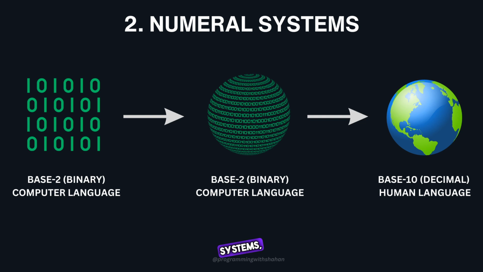2. Numeral systems. Computers use base 2 numeral systems, unlike humans who use base 10 systems. In base 2, numbers are represented using only two symbols, 0 and 1. This is called binary. Understanding binary helps us work with other numeral systems like base 16 and base 64, which are essential in programming, especially for encoding and representing data.